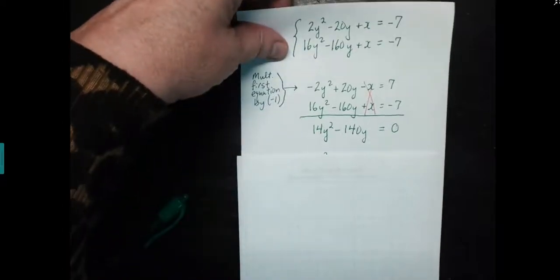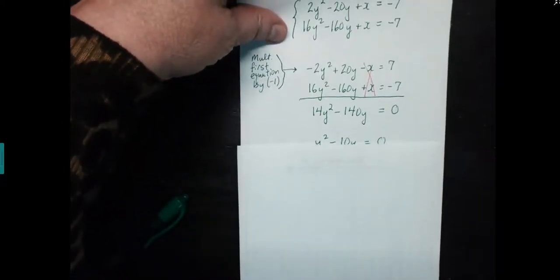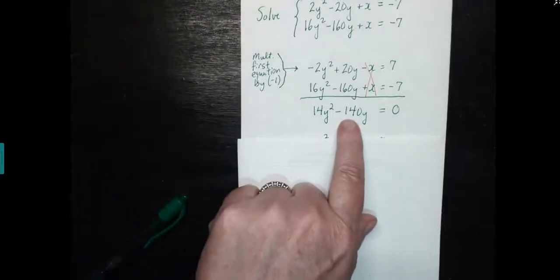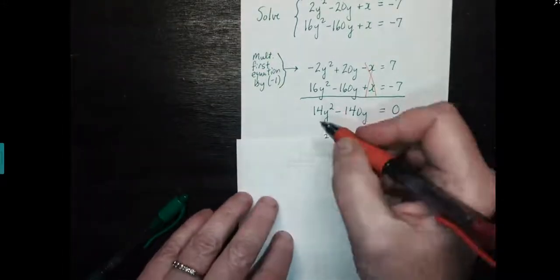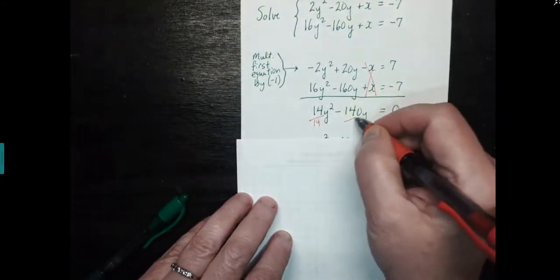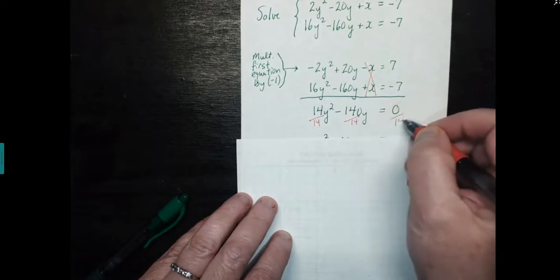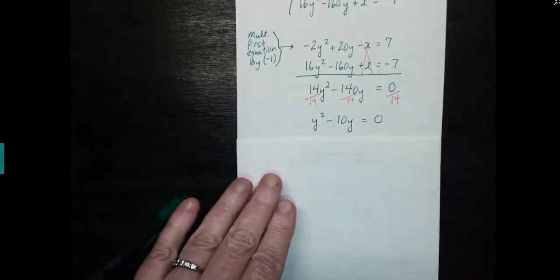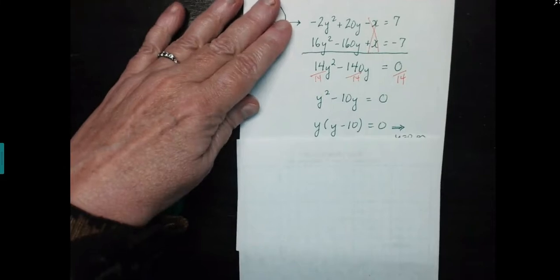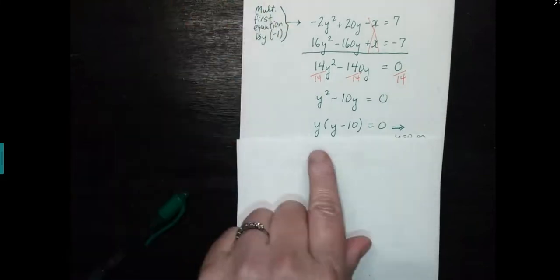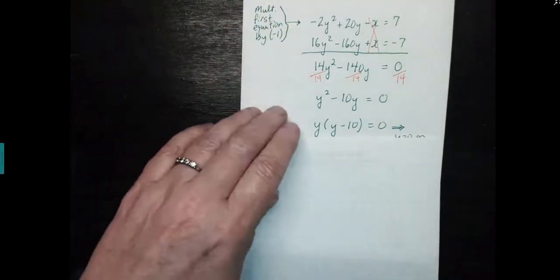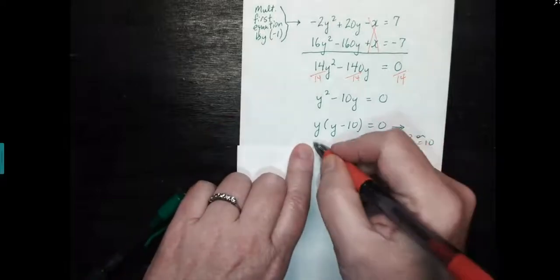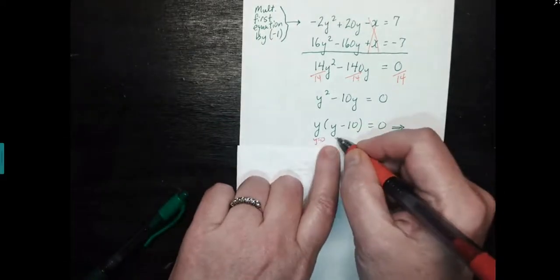So I have a new equation. Now the first thing I notice is that 140 is 14 times 10, so I can actually make this a little bit simpler if I divide every term by 14. And so when I do that, I'm left with this equation. Now that's easy to factor. They have a y in common, so I'm going to factor it out. So what will make this be equal to 0? Well, if y itself is 0, or if y is 10.